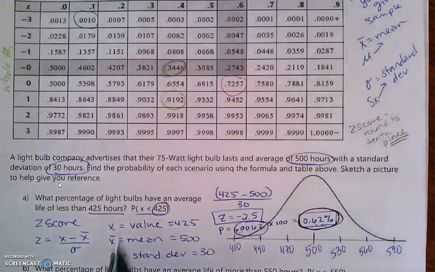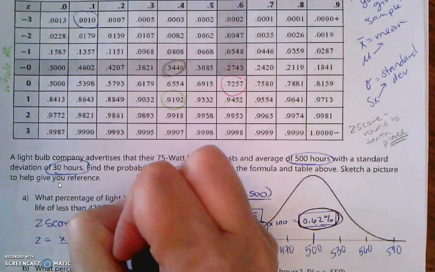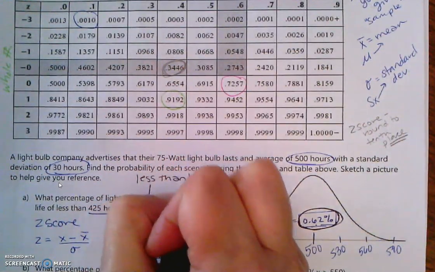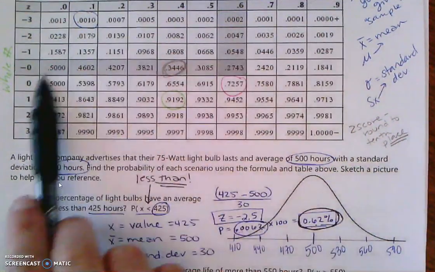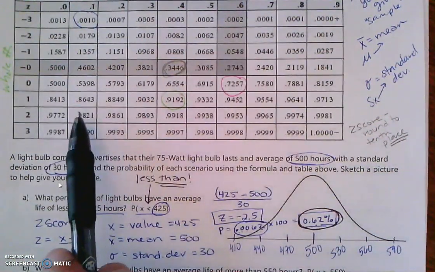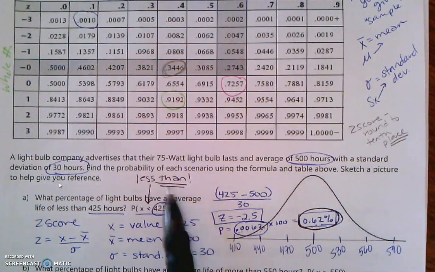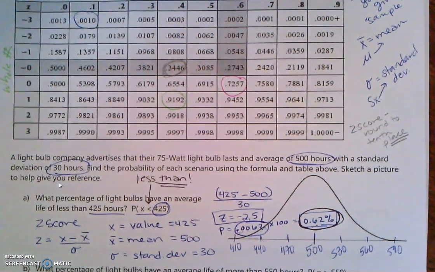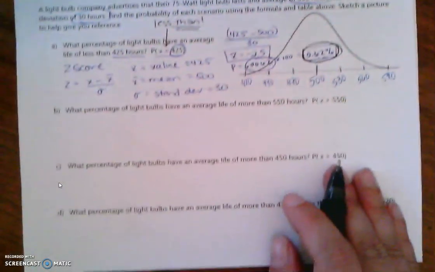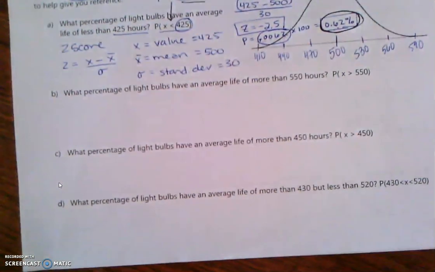Now, this problem said less than. Take note of that. When we do less than, that means that the answer that our table gets us is going to be the answer. If it's greater than, then we're going to have to do something else. So, in the next problem, we have what percentage of light bulbs have an average life of more than 550 hours?